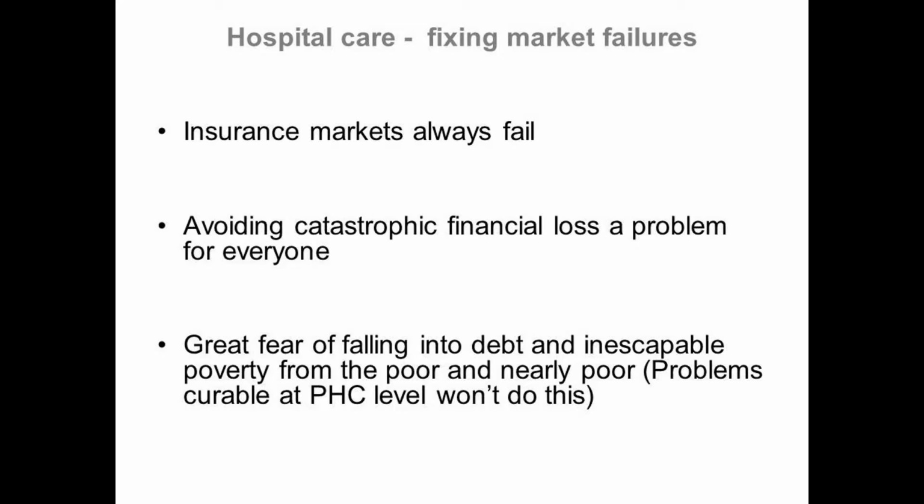On the efficiency effects, insurance markets always fail. We discussed this in the first session: adverse selection, moral hazard, and so on. It's very possible that there's no insurance market at all, or only a very, very thin veneer at the top of the income distribution. Every country has to deal with it. Insurance markets always fail. Avoiding catastrophic financial loss is a problem that everyone faces. This isn't just for poor people.